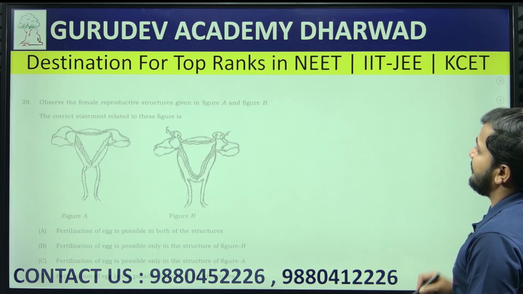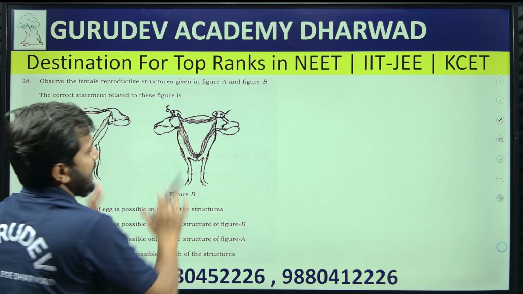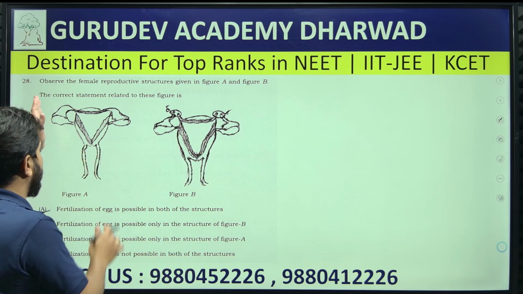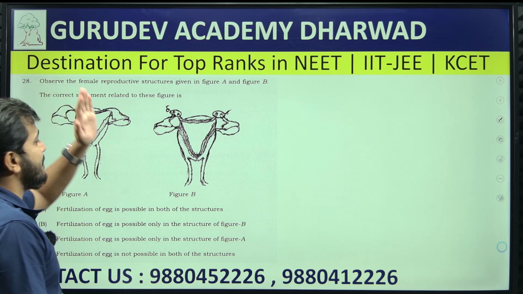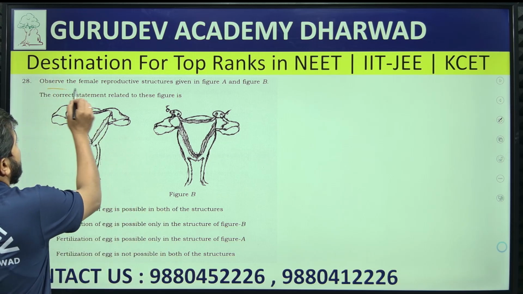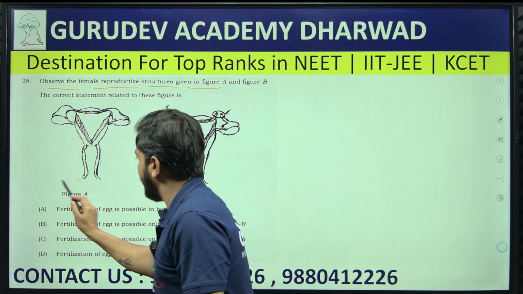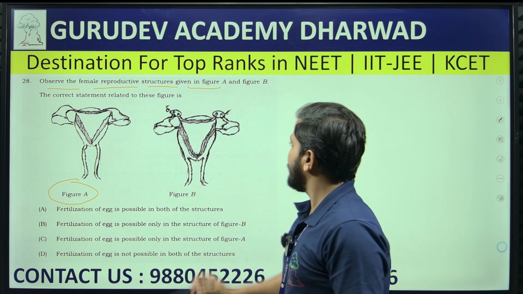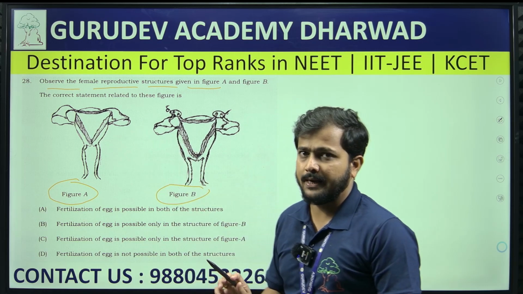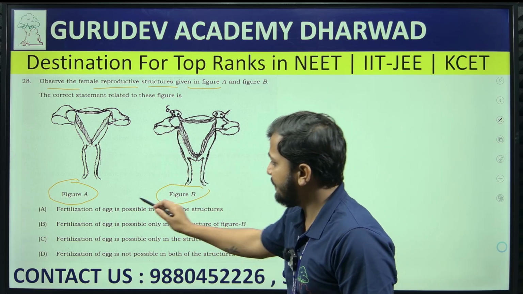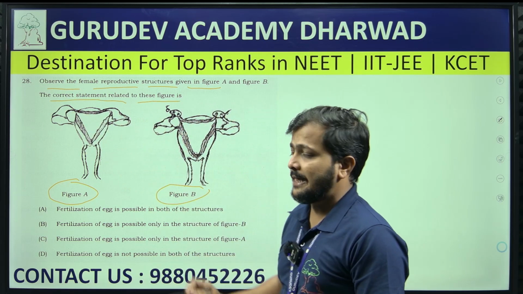Then the next question we will see regarding this, right? So what we have to do is observe the diagrams carefully, and later we have to answer the questions regarding the left part, right? So try to understand the first question: observe the female reproductive structure given in figure A. This is one female reproductive structure, which is figure A, and figure B as well, right? There is a little bit of difference in these, and based on that only we have to answer this, right?